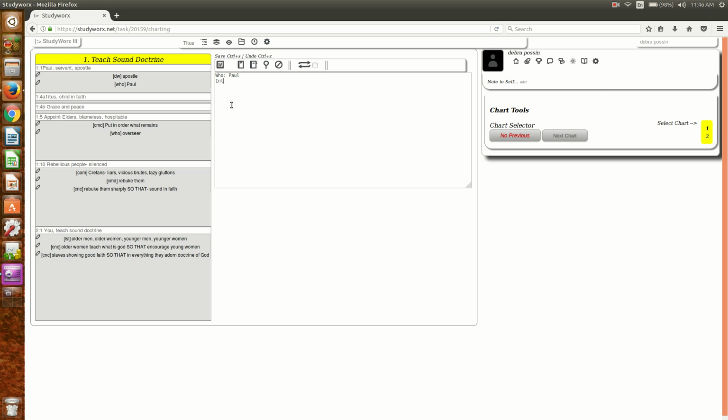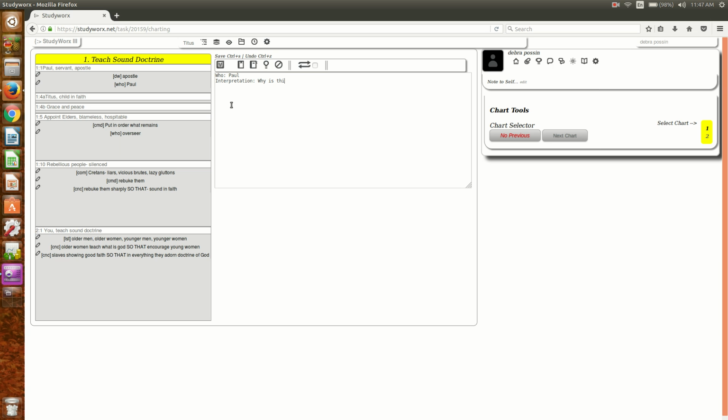Interpretation is, what did it mean to the original reader? Why was it important for the original reader to know this? Or maybe, what was the author's reason in putting this in? So for the interpretation, since we're just learning how, I'm going to start with a question.